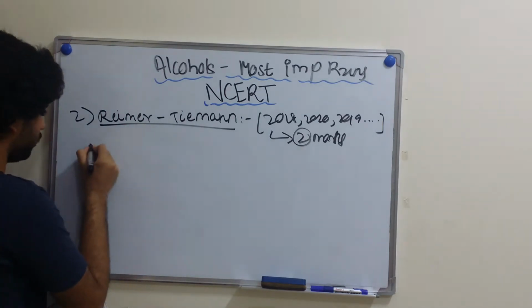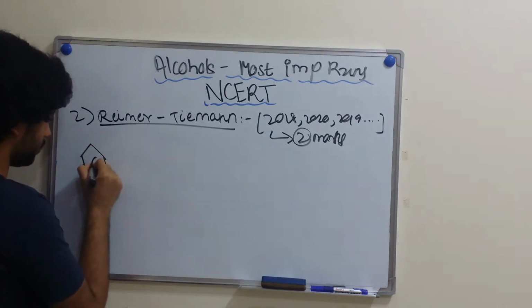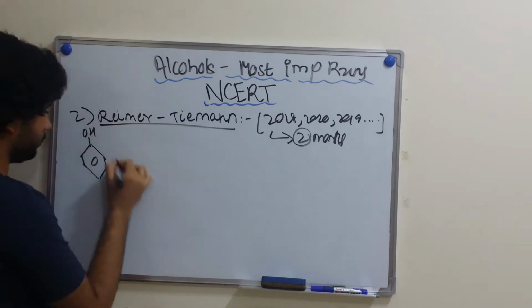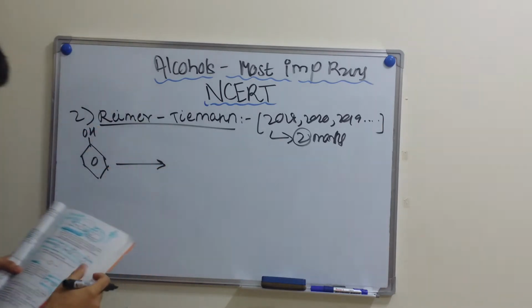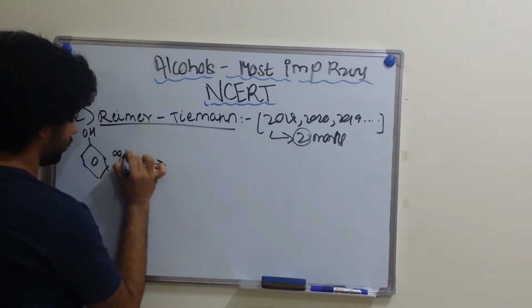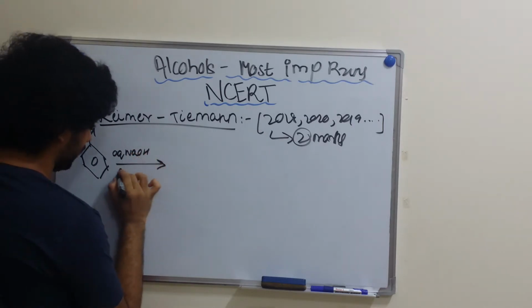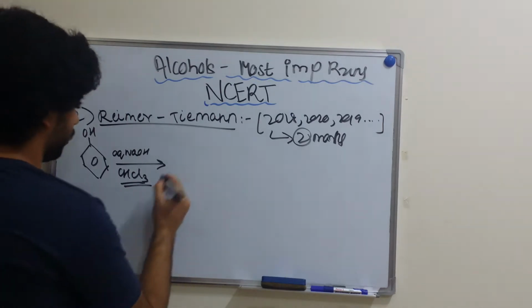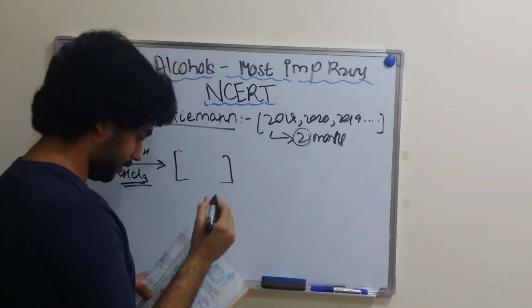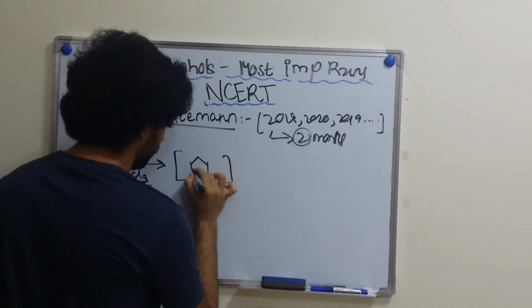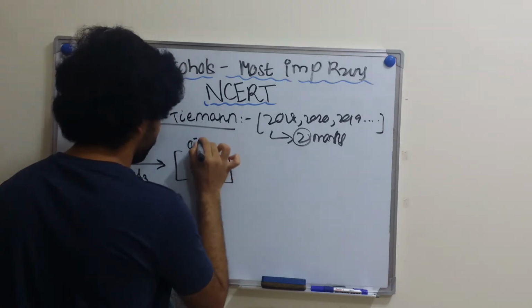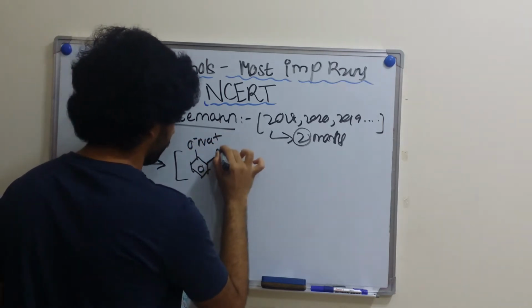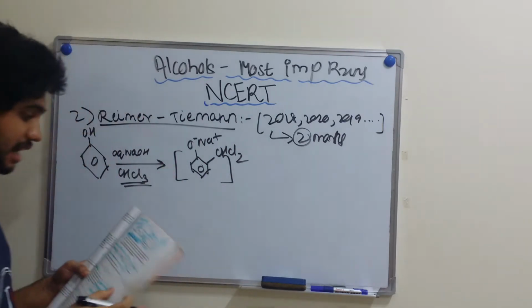Again we take phenol, same as in Kolbe's. To this we add aqueous NaOH under CHCl3, which is chloroform. We are going to get an adduct again, which is like this. This is called benzal chloride.